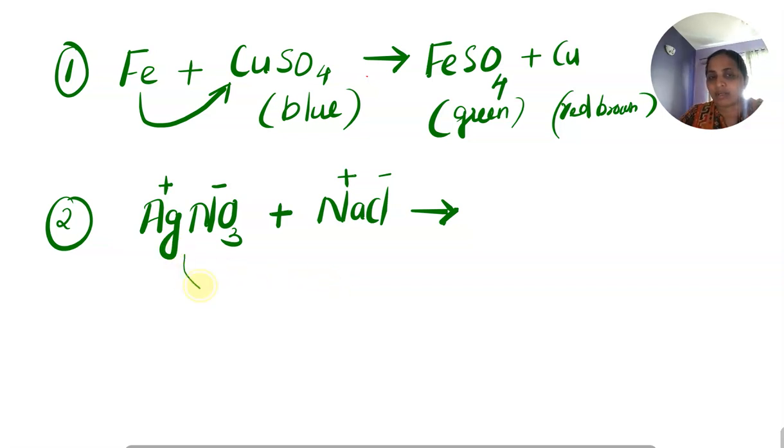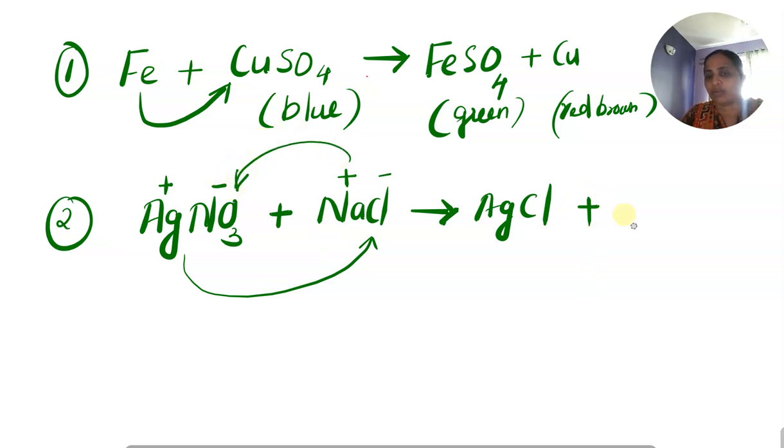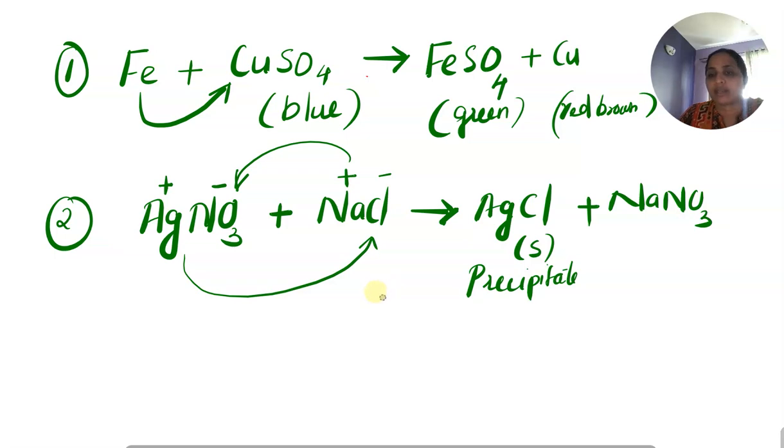So here silver is combining with chlorine, so you will get AgCl, plus sodium is combining with nitrate, NO3, so you are getting NaNO3. Here silver chloride is a solid and that makes the precipitate. You know that another name for the double displacement reaction is a precipitation reaction. So this is another example other than the one given in the activity in the textbook. Hope you understood.